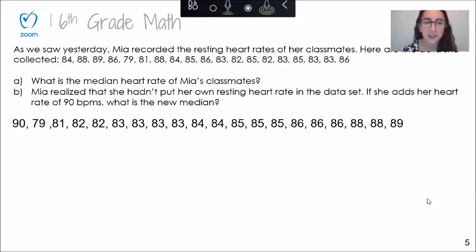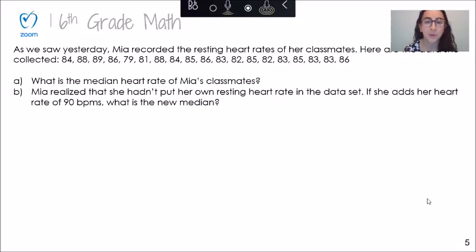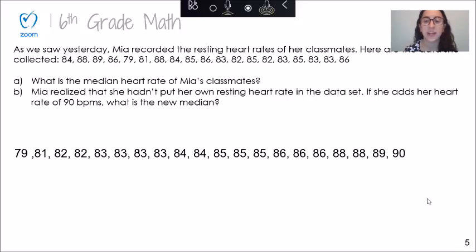I hope you all voted no because I said before step 1 is to put our numbers in order. 90 does not come before 79. So you may have realized that I need to write 90 at the end of my data set because it happens to be the largest number. If I was adding a different number to this data set, I would just make sure to put it in the order that it belongs, from least to greatest.